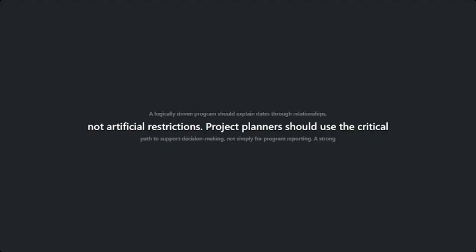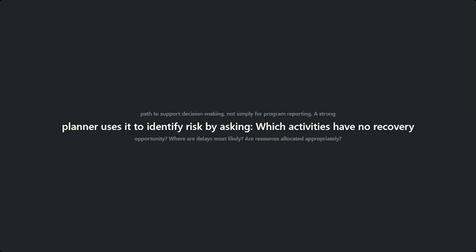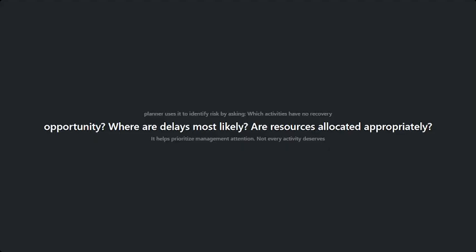Project planners should use the critical path to support decision-making, not simply for program reporting. A strong planner uses it to identify risk by asking what activities have no recovery opportunity, where delays are most likely, and whether resources are allocated appropriately. It helps prioritize management attention. Not every activity deserves equal focus.